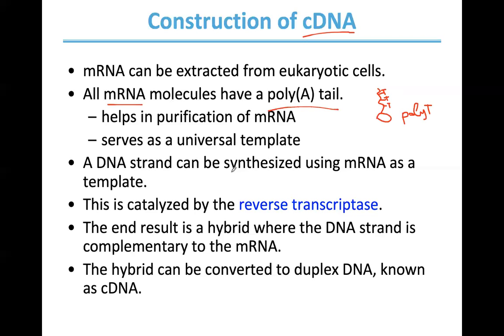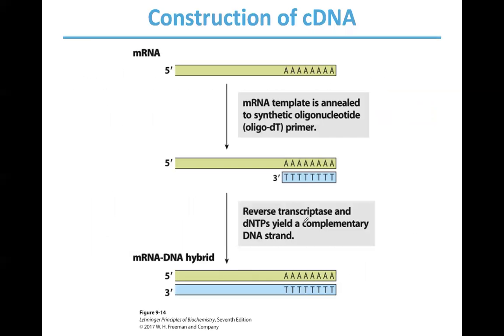All right, so you isolate messenger RNA from eukaryotic cells, and you then synthesize a DNA strand using this messenger RNA using an enzyme known as reverse transcriptase. Reverse transcriptase is basically an enzyme which will allow you to synthesize complementary DNA from RNA. And that will result in a DNA-RNA hybrid. And what is the hybrid? Basically shown here. So here is the messenger RNA, let's say this is messenger RNA with the poly-A tail.